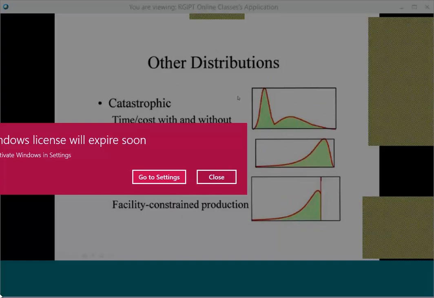Other distributions can be some of these, what you call catastrophic distribution, negatively skewed, compressed. Compressed, maybe, see this, facility constrained production. If your facility has limited capacity, so it is constrained, and so you can use this.